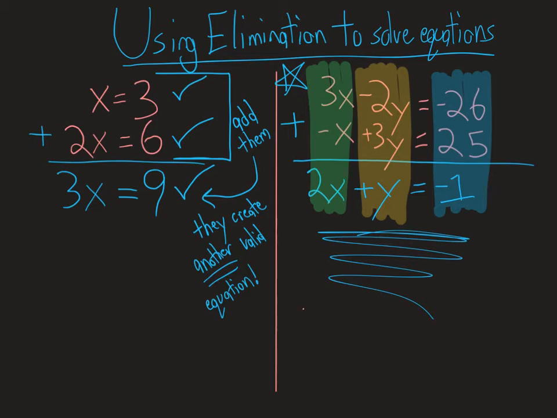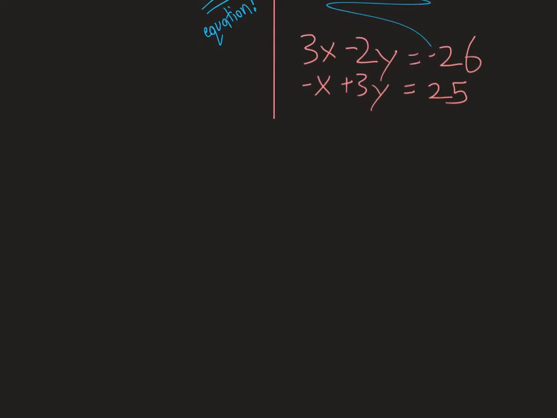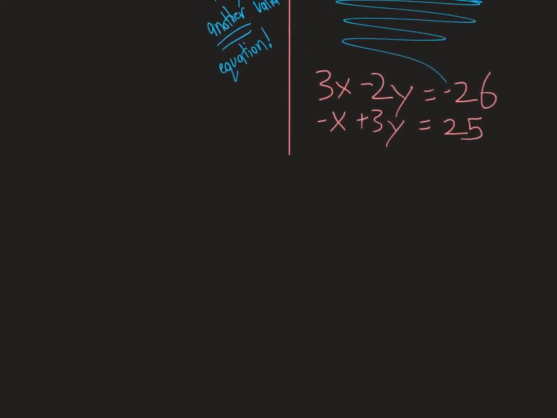Let's rewrite these equations. 3x minus 2y equals negative 26 and negative x plus 3y equals 25. So we're just going to try again and see if we can work these out in a better way.